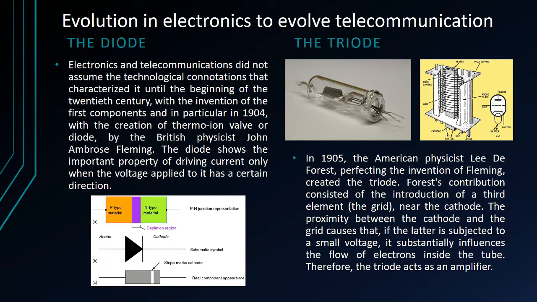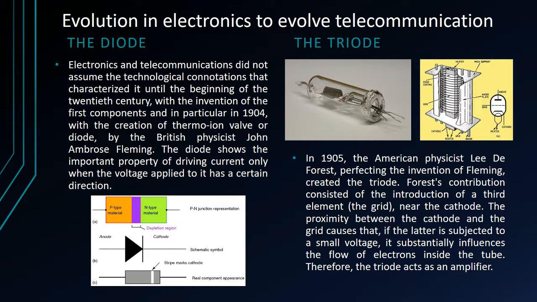The diode. With the creation of the thermionic bulb, or diode, by British physicist John Ambrose Fleming, what later became a diode shows the important property of conducting current only when the voltage applied to it has a certain direction.